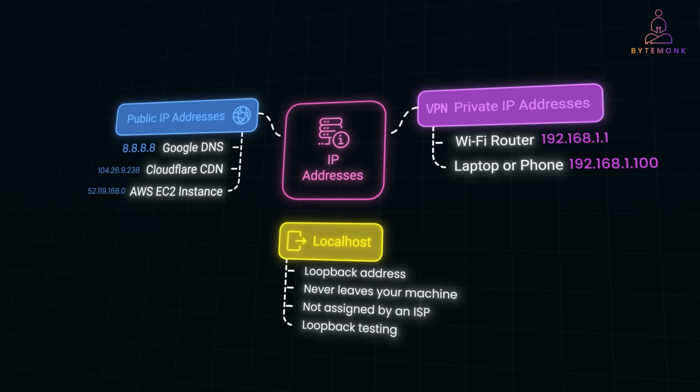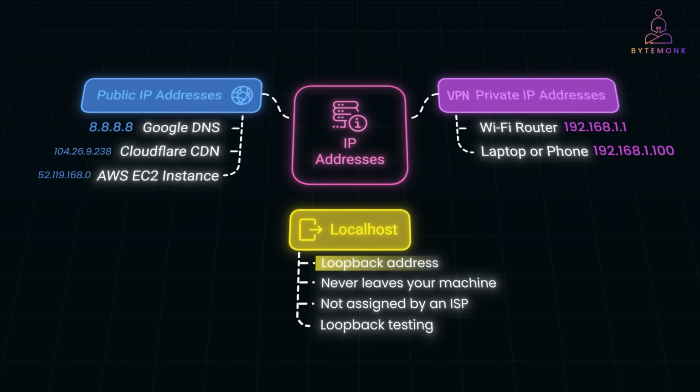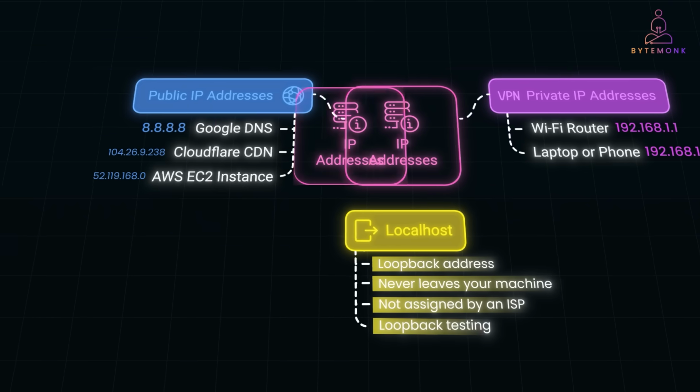Localhost is neither a private nor a public IP. It's a loopback address. Unlike private IPs, localhost never leaves your machine. And unlike public IPs, localhost is not assigned by an ISP. It belongs to the special 127.x.x.x range, which is reserved for loopback testing.